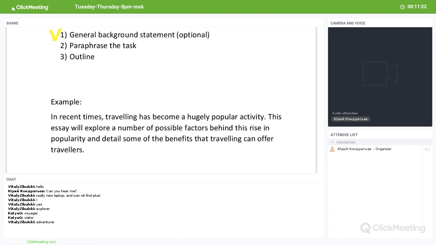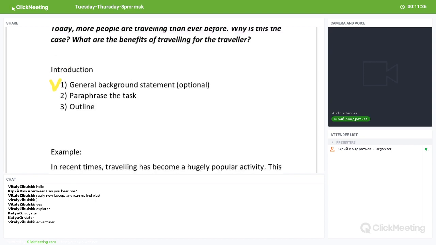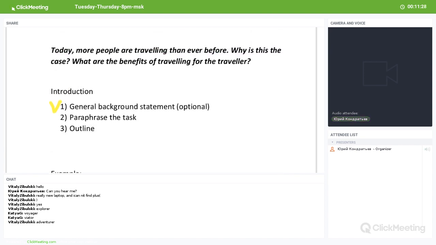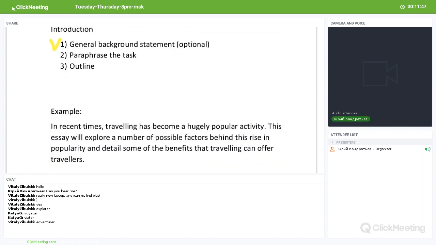Okay, so now you have 5 minutes, and please write your own introduction. For those who have just joined us, here's the topic. Today, more people are traveling than ever before. Why is this the case? What are the benefits of traveling for the traveler? Okay, so you have 5 minutes. Please write your introduction in the chat box.